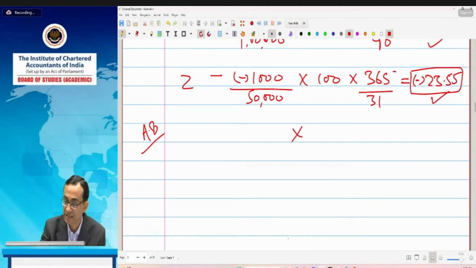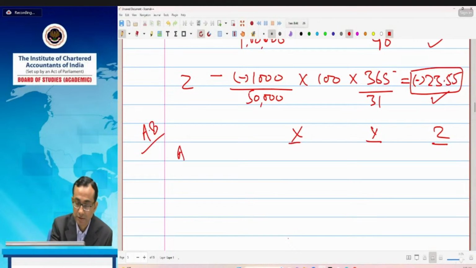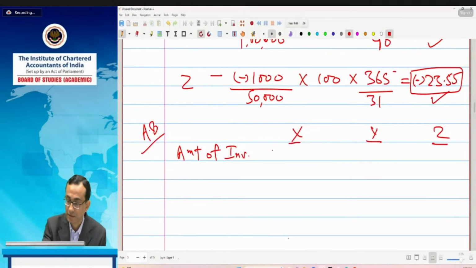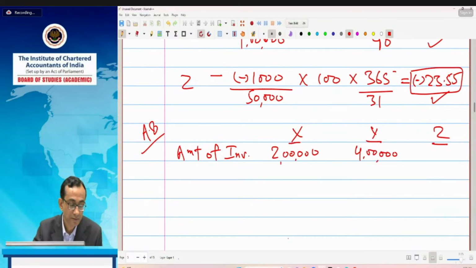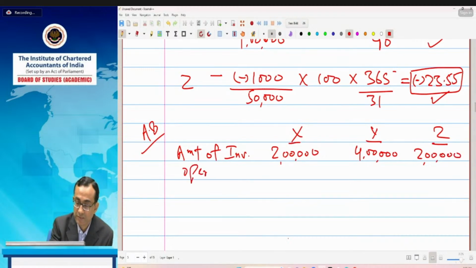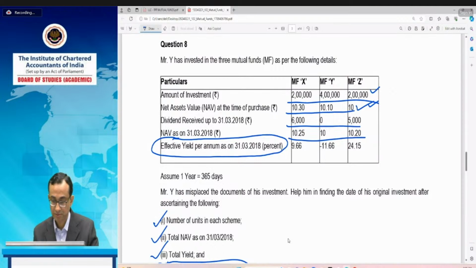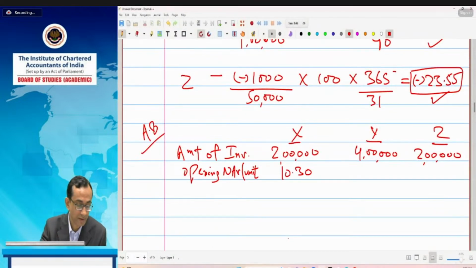So, three schemes, X, Y, and Z. The amount of investment is given in the question: 2 lakh in case of X, 4 lakh in case of Y, and 2 lakh in case of Z. Now the opening NAV per unit is also given in the question. It will be 10.30 in case of X, 10.1 in case of Y, and 10 in case of Z.